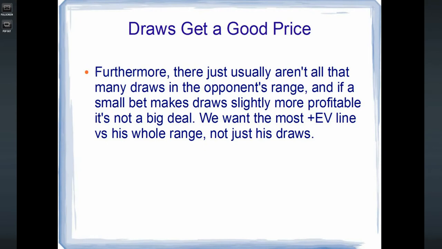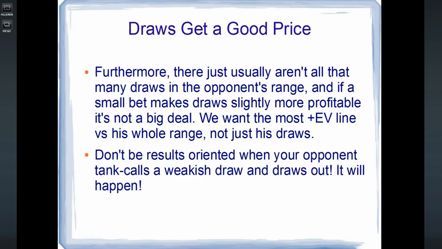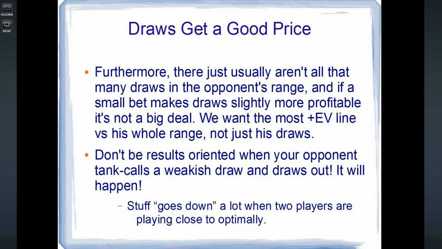Sometimes you're just going to give every draw in your opponent's range a plus EV call, but it's okay since his whole range isn't made of draws, and if you make his draws slightly more profitable but weaken the EV of his really, really good hands, it's often worth it. So don't be results-oriented when your opponent tank calls with the weakest draw on the turn and draws out. It will happen. Stuff goes down a lot when two players are playing close to optimally.